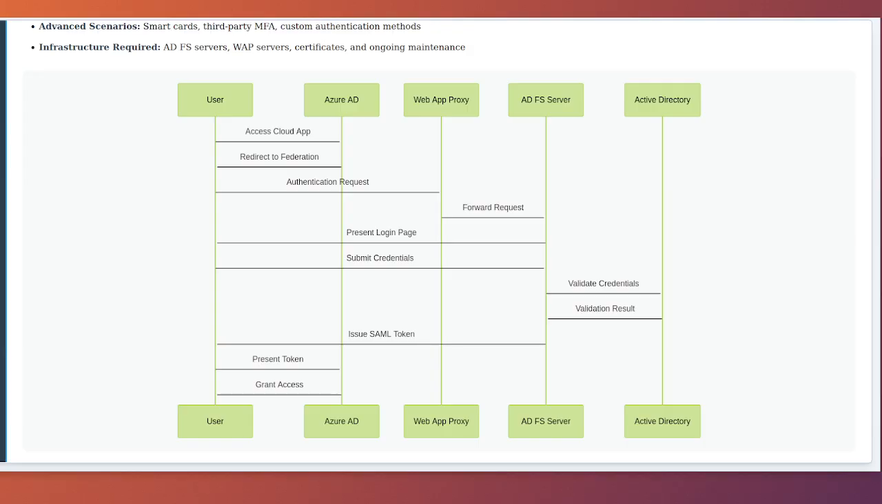Federation enables advanced authentication scenarios that are not possible with password hash synchronization or pass-through authentication. You can implement smart card authentication using PKI certificates stored on physical or virtual smart cards. Multi-factor authentication can be implemented using third-party solutions like RSA SecurID, Duo Security, or custom authentication methods. Federation also supports claims-based access control, where authentication decisions can be based on group membership, device compliance state, network location, or any other attribute available in Active Directory.